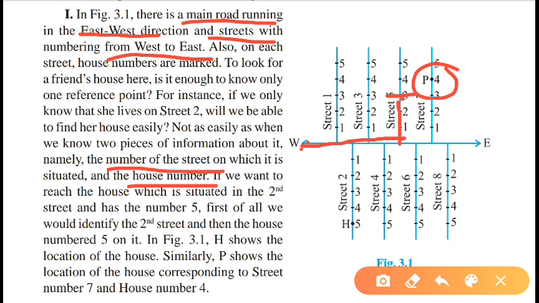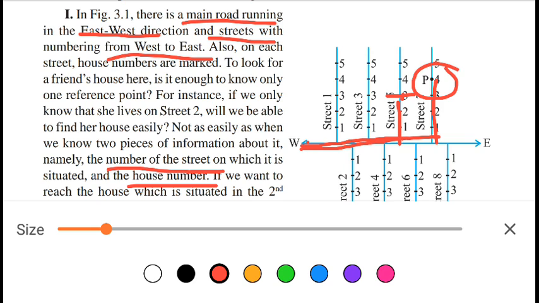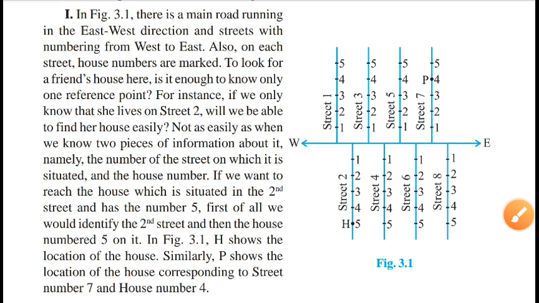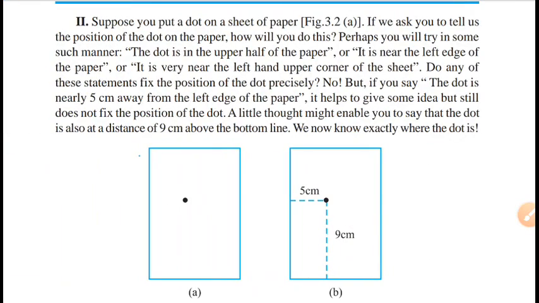We have to first go to street number 7 and house number 4. To locate H, let us change the color so we are able to understand more easily. We have to go to street number 2 and the house number is 5, so we reach the point H. So in this way we need some values to locate the position of a particular object, a house. So let's see how it is being done with coordinates.